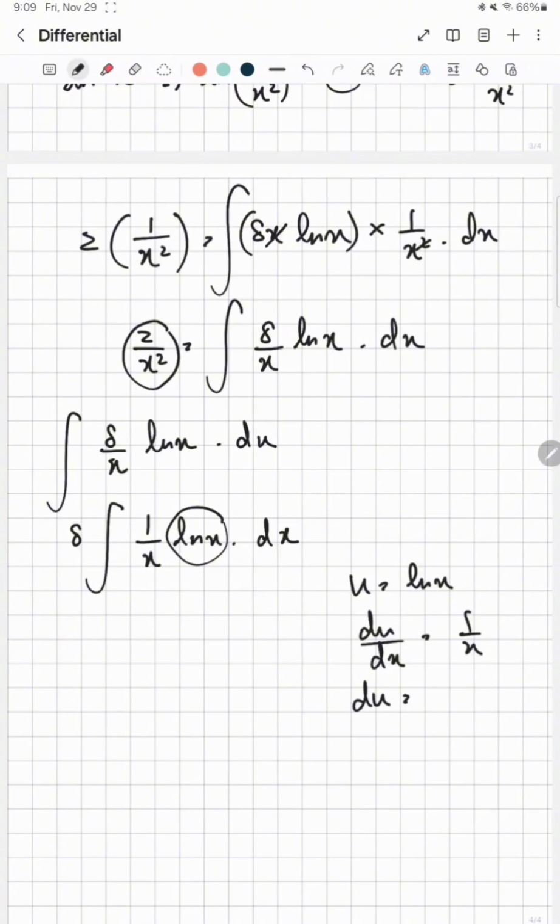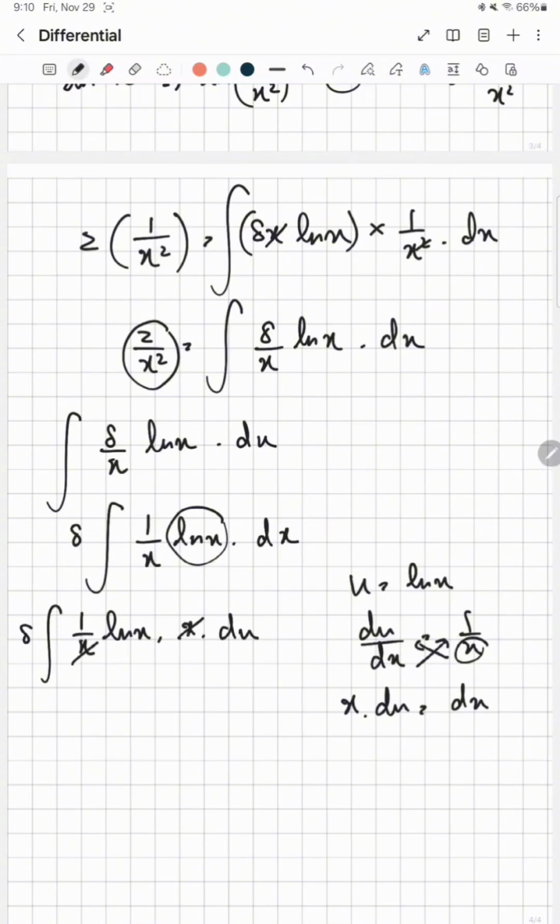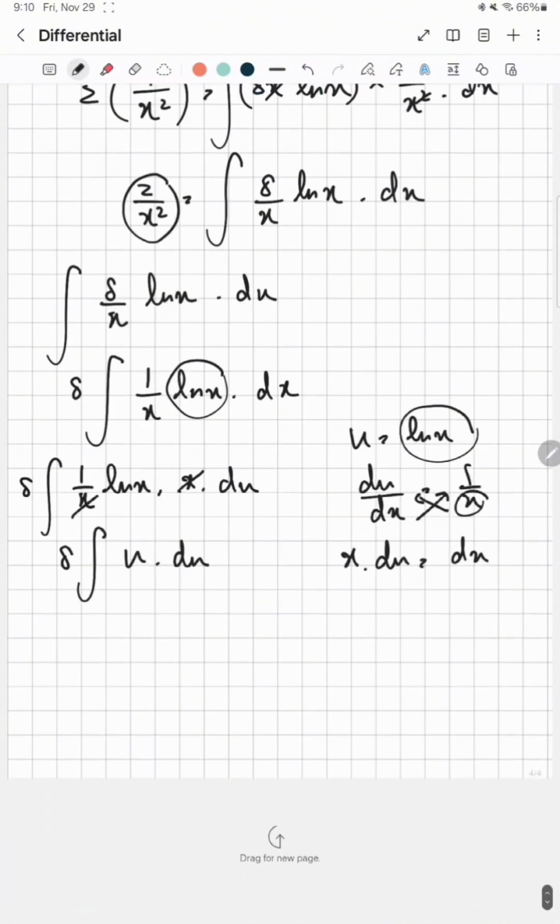No, I'm sorry. We need to subject dx because we need to make the substitution. So x goes to this side, dx to the other side: x du equals dx. Then you write 8 into 1 over x, and instead of dx, you write x du. Now you cancel off the x, and instead of ln x, you put in u. So 8 into the integration of u du. That's all you have to do.